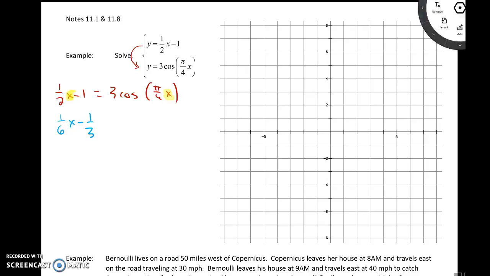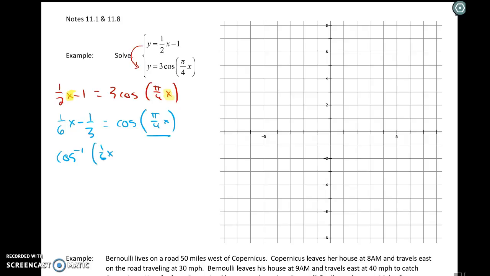Equals cosine of (pi/4)x. So if I want to get this x out of the cosine, I need to take the inverse cosine. But if I do that, then I get an x inside a cosine. As you can see, when you get it out of the one function, it puts it inside another function, so you can't isolate the x's by hand.